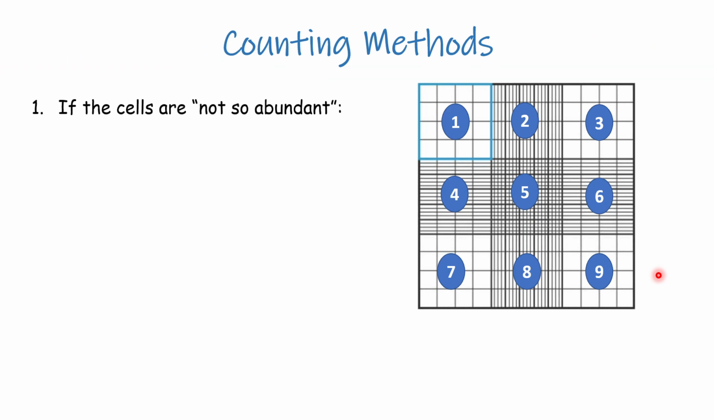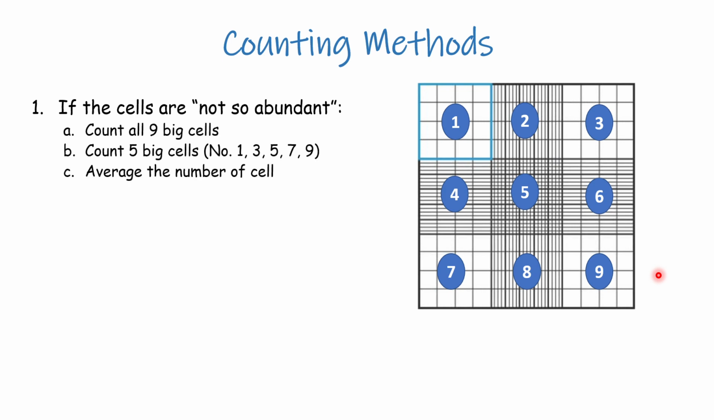So, there are several counting methods. The first one is if the cells within our sample are not so abundant. The other one is if the cells in our sample are too many, so the concentration of the cells within our sample is too high. But I'm not going to explain the second counting method because there's another video for that. I've put the link in my description as well as at the end of my video, so you can visit that later.